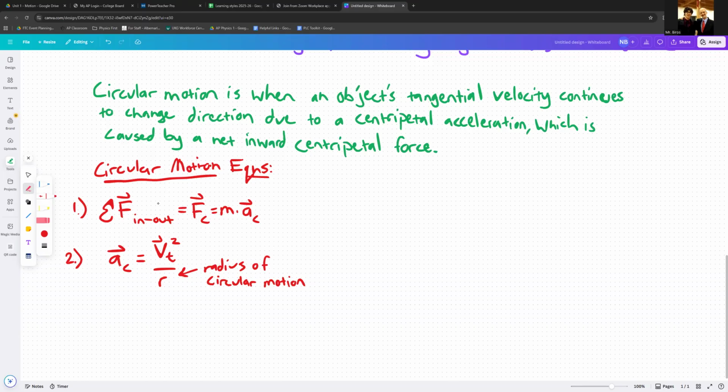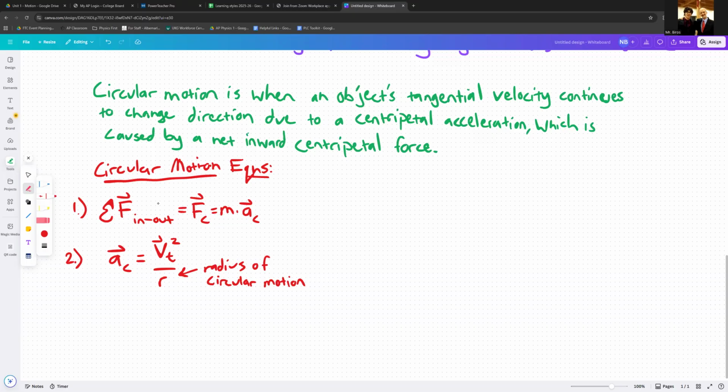Okay, so that tells you that if you're going really, really fast, if your tangential velocity is huge, or if you have a really, really small radius of circular motion, both of those things are going to make your acceleration very large. If you want to spin something really fast in a circle, you're going to need a lot of acceleration and a lot of force to do that. If you want to spin something in a really tight circle with a small radius, if you make r really small, that's also going to make the acceleration very, very large. And you're going to need a lot of force to do that.